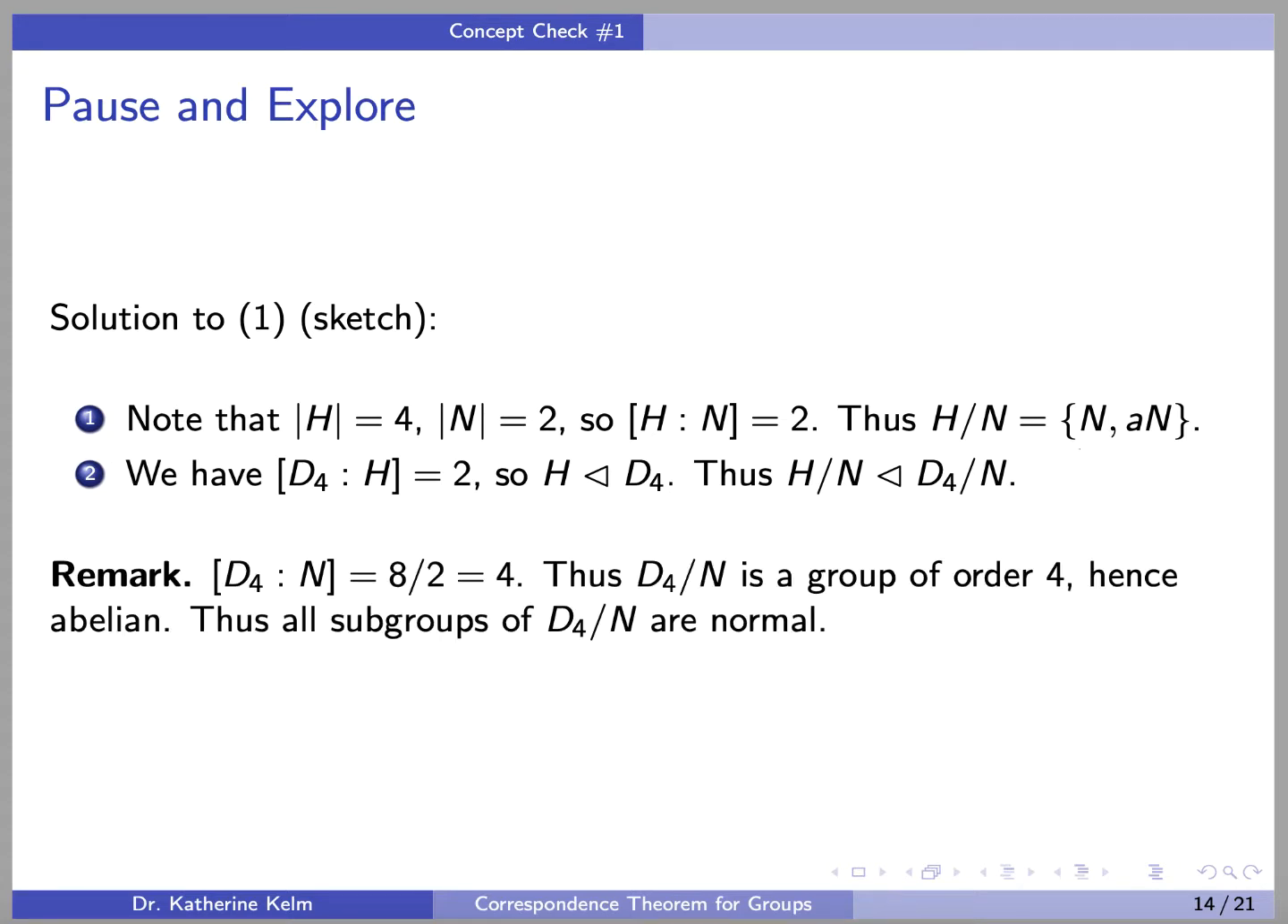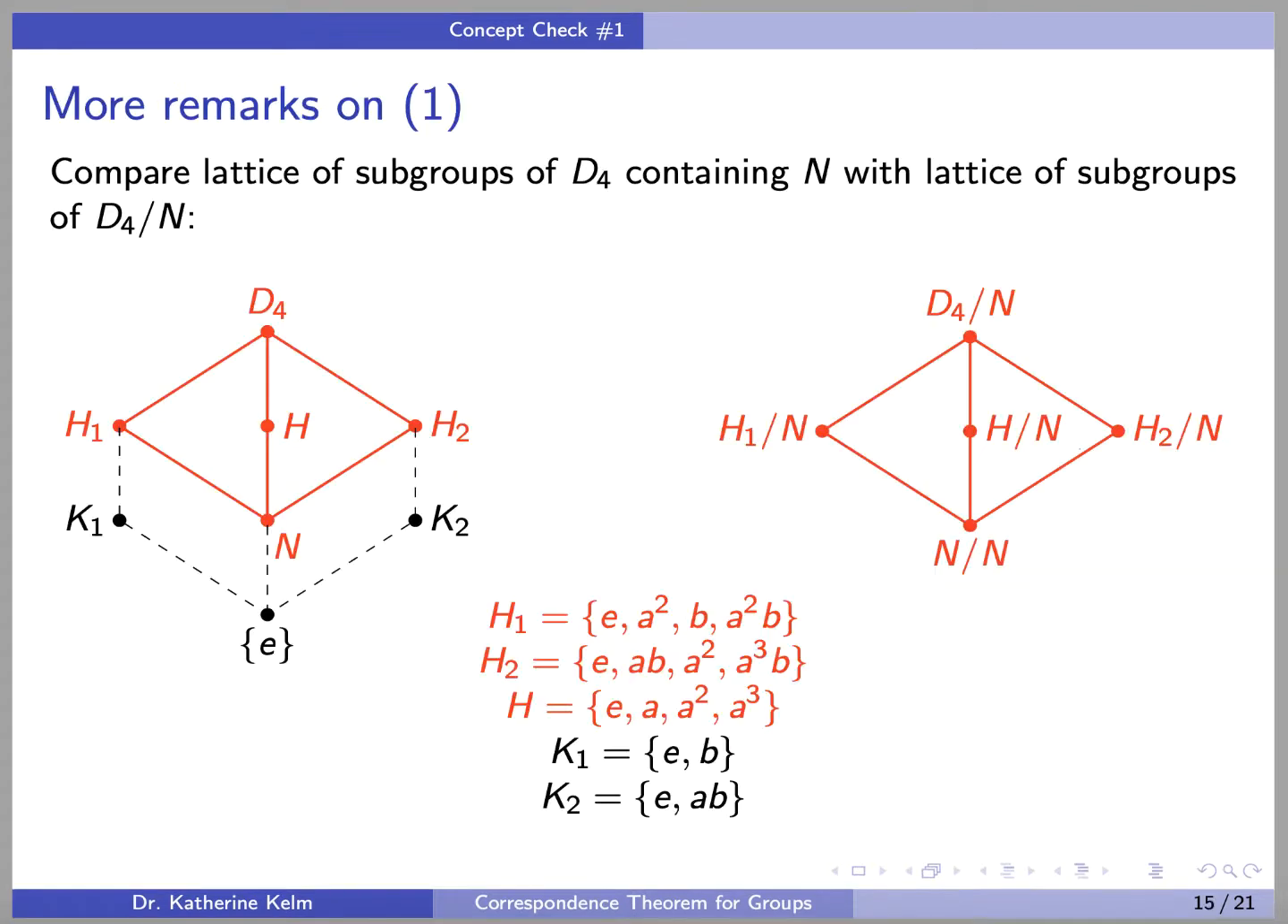As an additional remark, note that the index of N in D4 is 4, and thus D4 mod N is a group of order 4, and therefore must be abelian, and therefore all subgroups of D4 mod N are normal. If we compare the lattice of subgroups of D4 containing N with the lattice of subgroups of D4 mod N, again you can see that they are identical. This is confirmed by the correspondence theorem, but here it is in a specific example. You can feel free to pause the video to look at more details here.